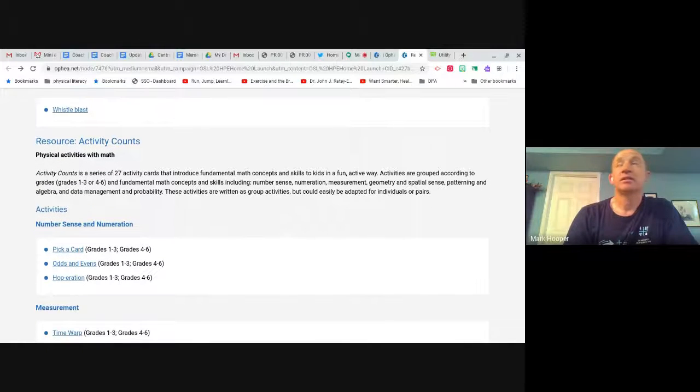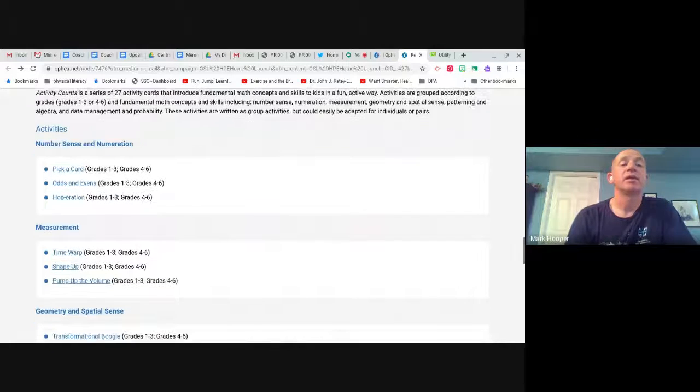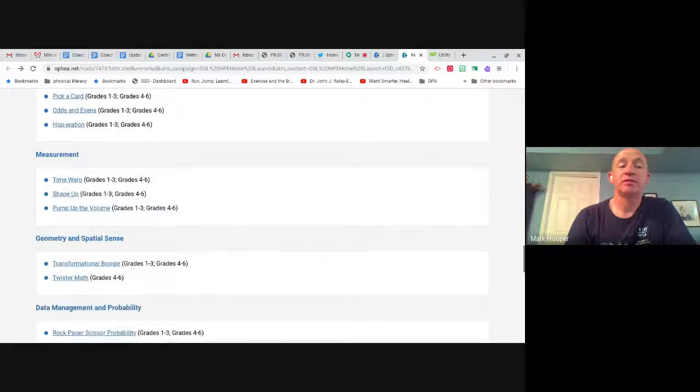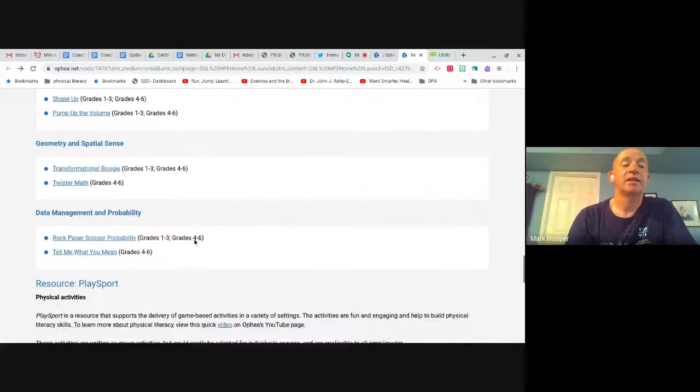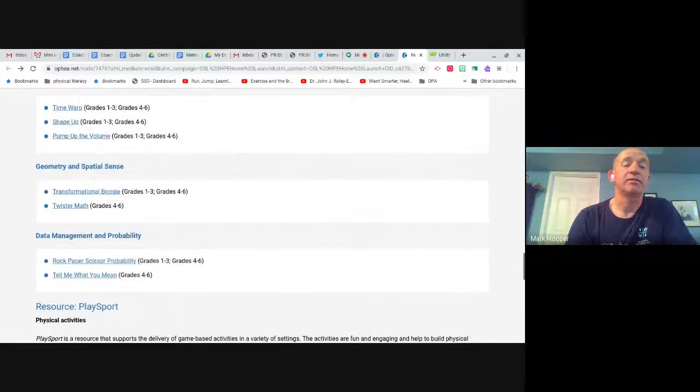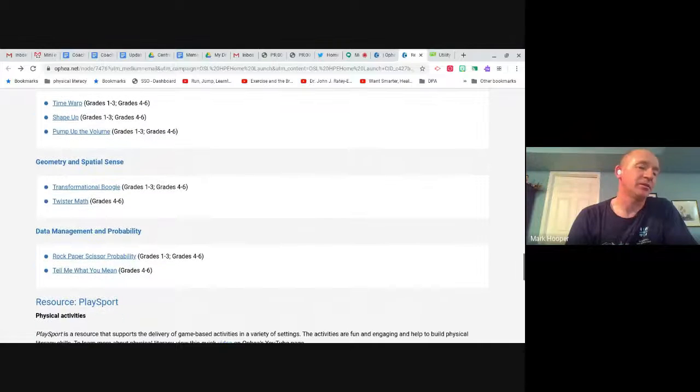They have great cross-curricular activities at Ophea as well. So this one, the activity counts resource. Basically they have number sense and enumeration, measurement activities, geometry and spatial sense activities, data management and probability activities.